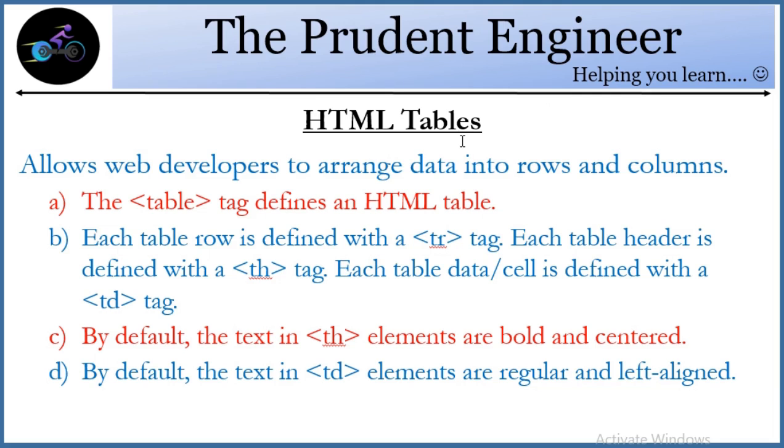So first of all, HTML tables. HTML tables allow the web developer to arrange the data into rows and columns. It is defined by a table tag. It starts with a table tag and ends with a /table tag. Then for every row there is a tr tag. Every main heading has a th tag, and every data cell has a td tag. By default the table head will be bold and centered, and by default the table data will be regular font and left aligned.